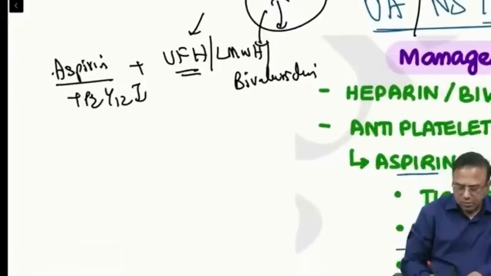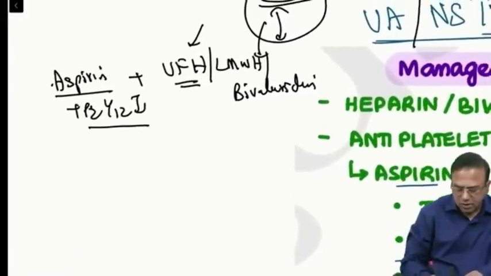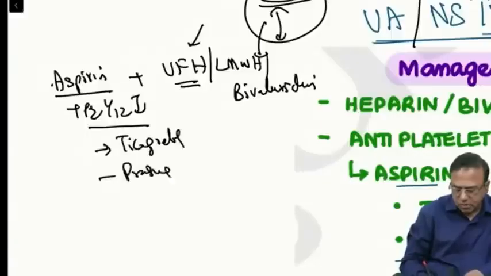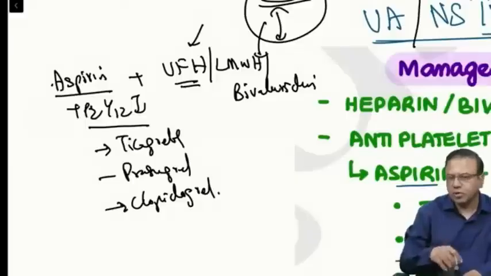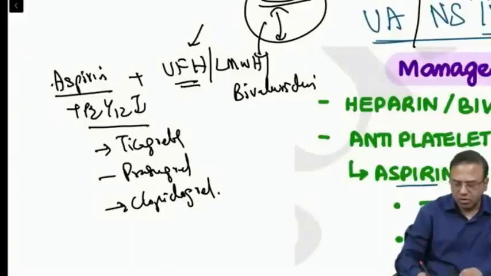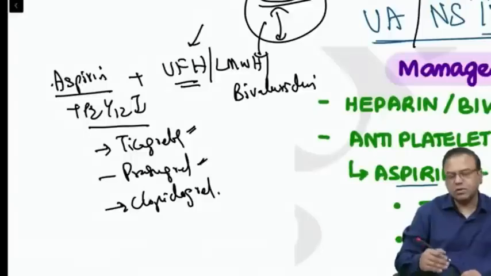Among the P2Y12 inhibitors we have a lot of drugs. Among the list we have ticagrelor, we have prasugrel, and we have clopidogrel. Of all these, the least beneficial is clopidogrel. It's got very little effect. Ticagrelor is the most powerful one, and prasugrel.